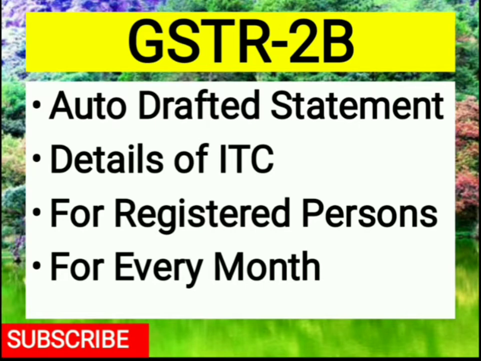GSTR2B shall consist of the information furnished by your suppliers in their respective Form GSTR1, Form GSTR5, and Form GSTR6, along with the data received from ICEGATE related to your import, including data on imports from special economic zones or SEZ developers.